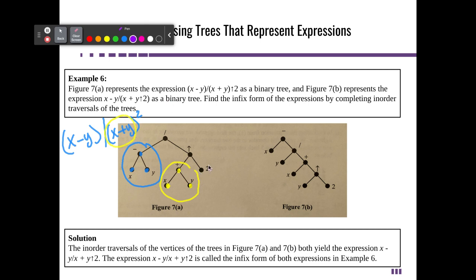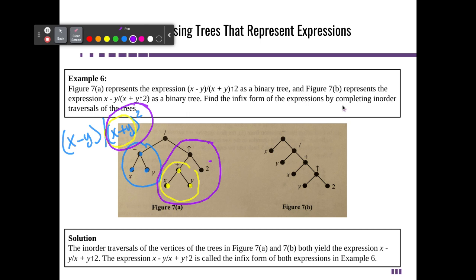And then we would take that x plus y, we would take this expression in yellow, and we would square it. So that's that part right there. And then we take our blue and our purple and we divide it. And so this would make an in-order traversal for 7a would be right there.